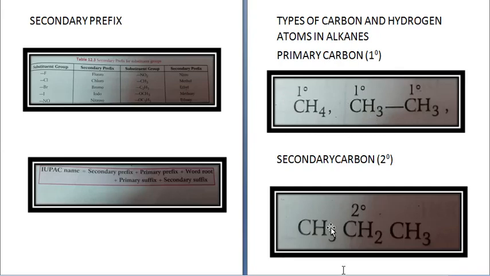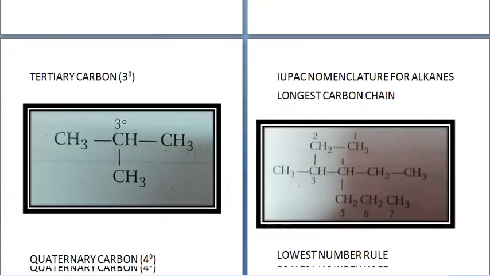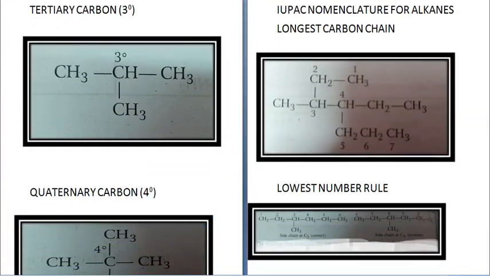Secondary carbon, if it is linked to two other carbons, CH3, CH2, CH3. Now this carbon in the center is linked to 2, so it is secondary carbon. Then you come to tertiary carbon. If it is linked to 3 other carbon atoms, see this second carbon, it is linked to 3 carbons. So this carbon is tertiary carbon and these are primary.